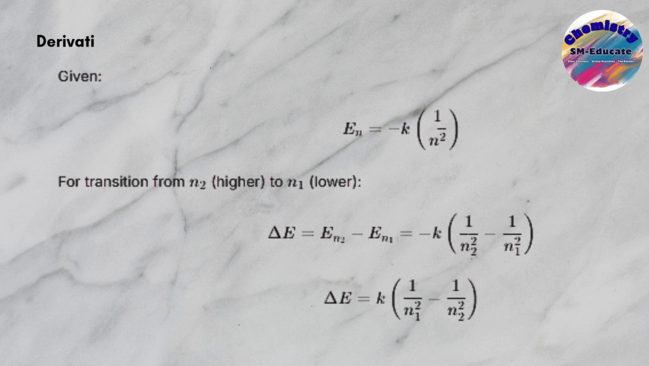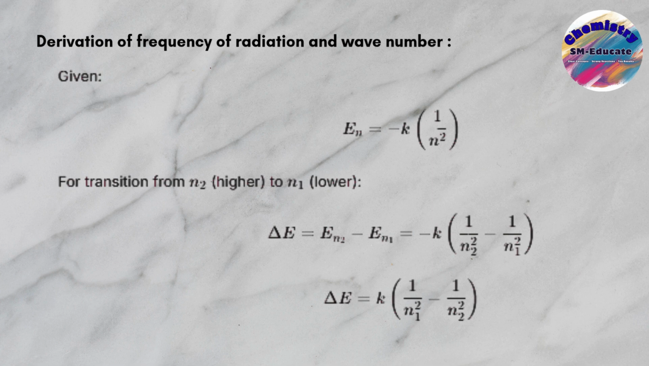First, starting energy formula. We are given that the energy of an electron in the nth orbit is equal to negative constant k divided by n squared. Second, energy difference during transition, when the electron jumps from a higher orbit n2 to a lower orbit n1. Substitute the formula for both energies. After simplifying, the negative signs cancel, and we get delta E equals k times the quantity 1 over n1 squared minus 1 over n2 squared, so the energy released is positive, which makes sense because the photon carries energy away.